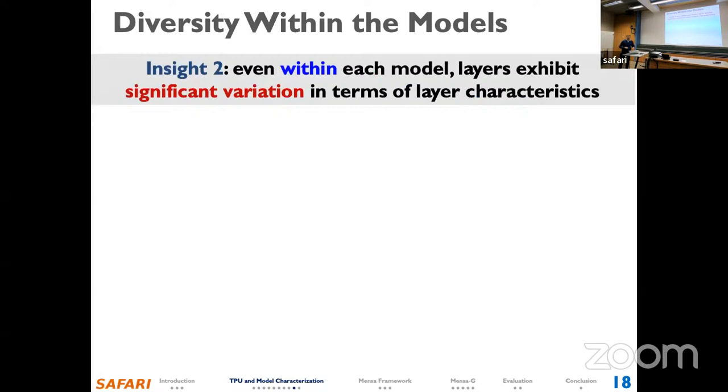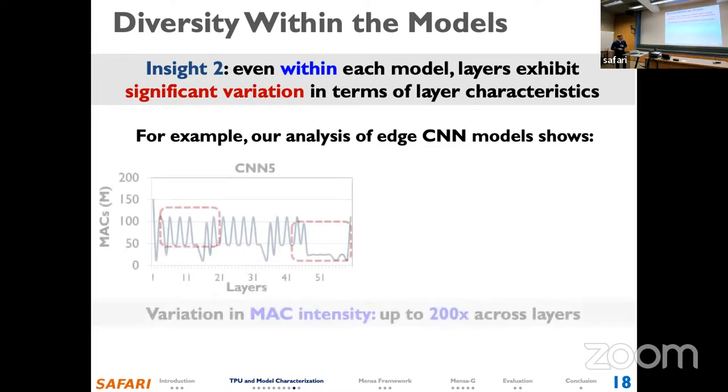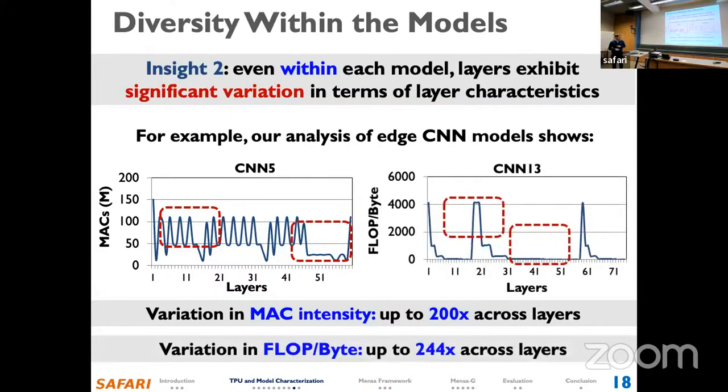And then when you look inside the model itself, you also see a large variety in the properties between each layer inside the model. So here, for example, I'm breaking down some CNN model. On the x-axis, I have the layers, the index of each layer in this neural network model, and on the y-axis, I have the number of multiply-and-accumulate operations in millions that each layer executes. And as you can see, there is a huge variation in MAC intensity of up to 200 times across different layers inside the same model. And if you look at another metric, for example FLOPs per byte or arithmetic intensity, you also see this variation across different layers of the same model, up to 245 times variation in FLOPs per byte across the layers.